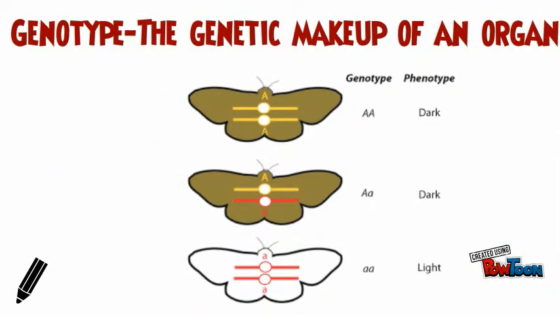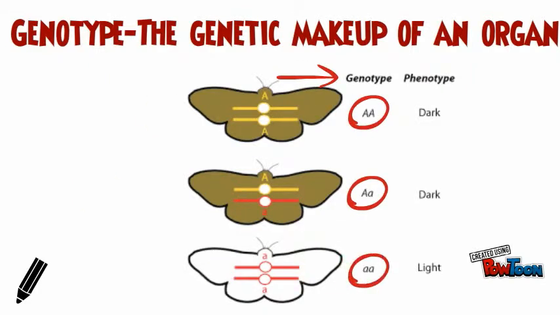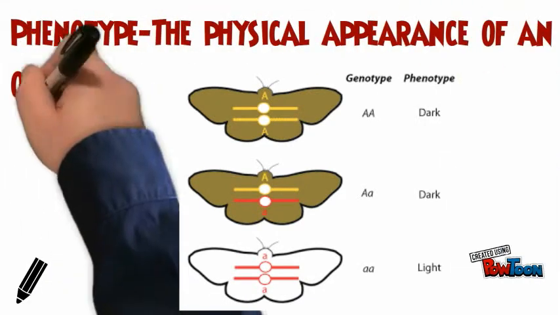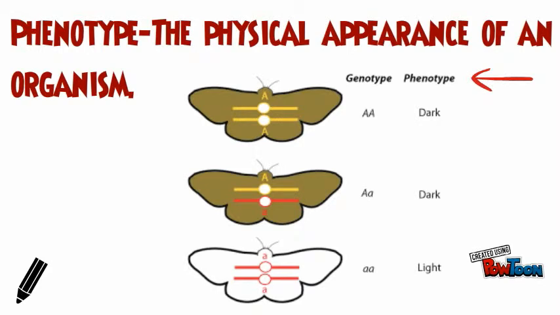Genotype, the genetic makeup of an organism. So notice genotype has the letters, capital A, capital A, capital A, lowercase a, lowercase a, lowercase a. Phenotype is the physical appearance of an organism. So dark, dark, and light. Phenotype and physical both start with PH. That's how I remember it.